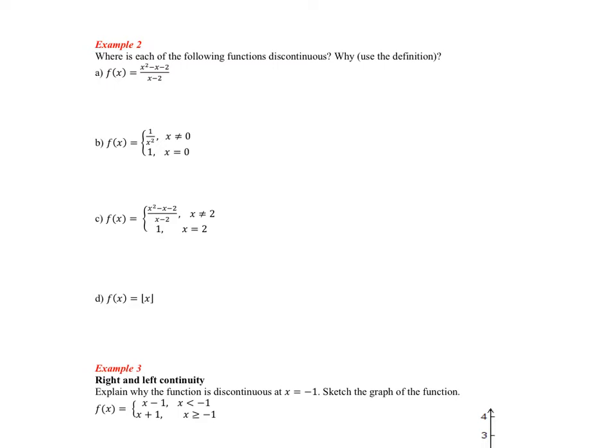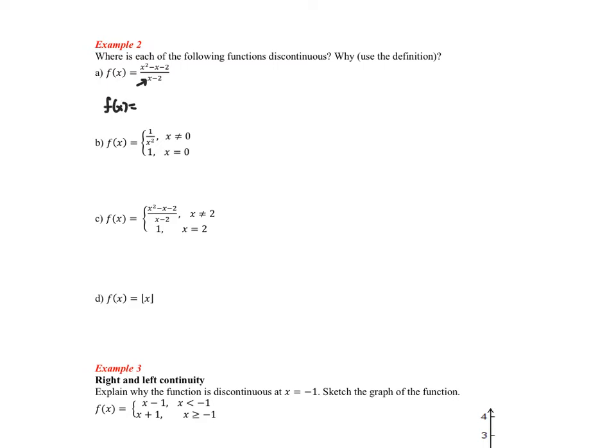In example 2, we've got 4 parts. We're going to look at each of these functions and determine if the function is discontinuous at a point, and then use the definition to tell us why there's a violation of the continuity checklist. So f of x in part A is x squared minus x minus 2 over x minus 2. If I were to take the limit as x approaches a certain value, where would there potentially be an issue? Well, I'd see a vertical asymptote potentially at x equals 2, as I look at the denominator, but actually there's a hole there.